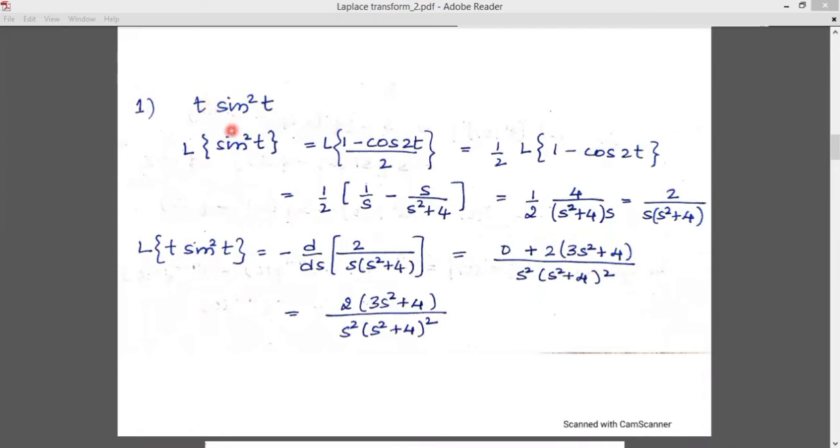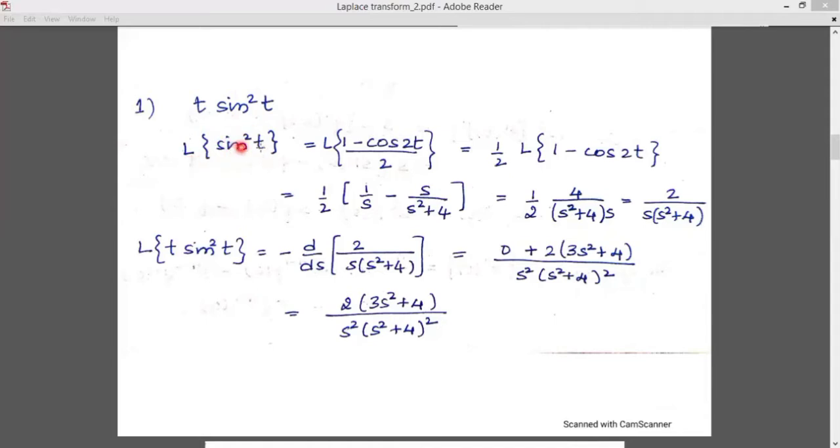In the last video, we learned that the Laplace transform of t into f of t is equal to minus f dash of s. So first we'll find the Laplace transform of sine square t, then we'll find the derivative of that Laplace transform. So here, the Laplace transform of sine square t.